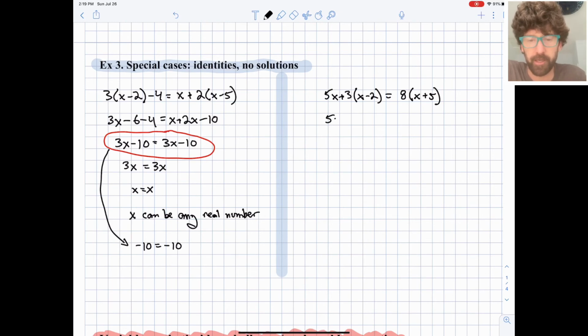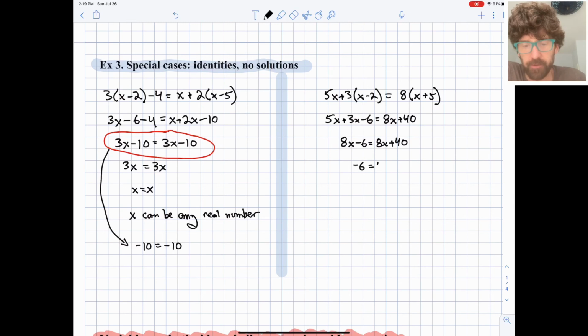We have 5x. Let's distribute. 3x minus 6 equals 8x plus 40. I think you can probably tell that we might be dealing with a no solution here based on the heading of this example. We have 8x minus 6 equals 8x plus 40. And let's see, let's subtract 8x from both sides, and we have negative 6 is equal to 40. What the heck's going on with that? Negative 6 is never equal to 40.